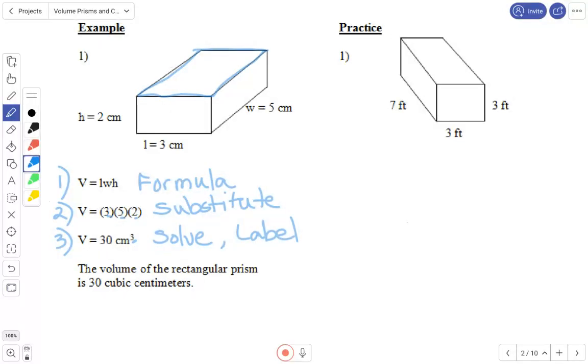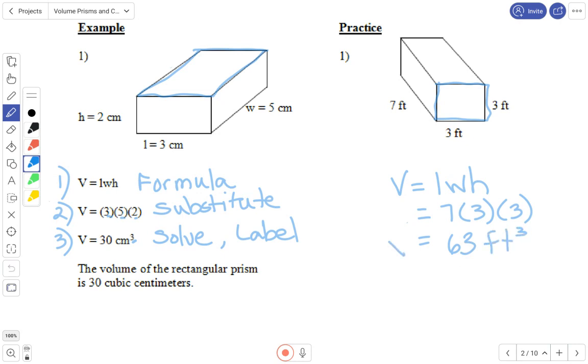All right, let's try one more. The next one, again, my base shape is a rectangle. So I'm going to start by writing my formula, length times width times height. I'm going to plug in what I know. So 7 times 3 times 3. When I put that in the calculator, I get 63, and then I'm going to label it feet cubed. And that's how you find the volume of a rectangular prism.